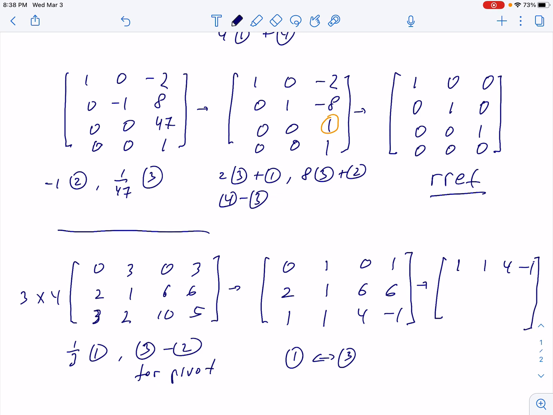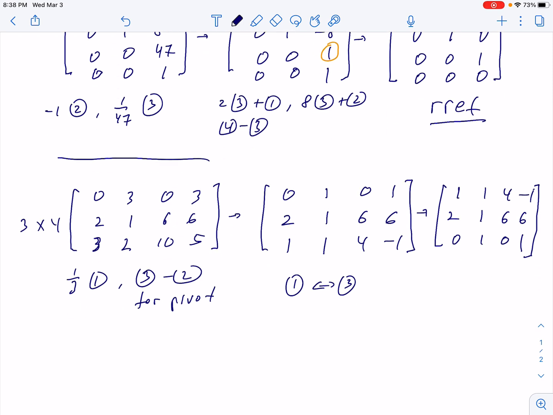I'll have to squeeze a little bit here. Second is the same. And first becomes third. Here we have an obvious operation. We multiply the first by negative 2, add to the second to reduce the first column. The first is not changing. 1, 1, 4, negative 1.